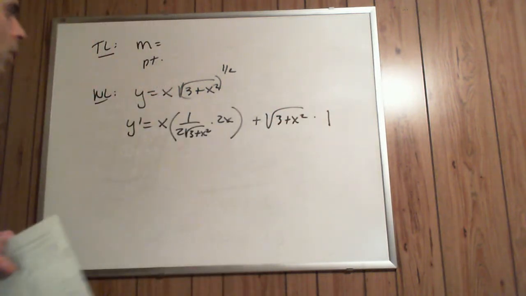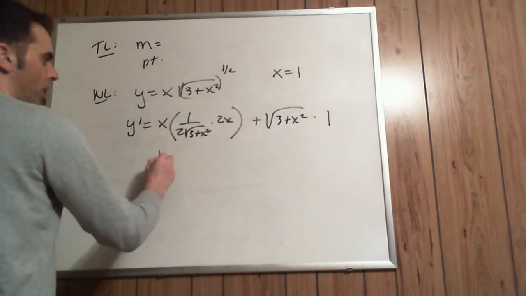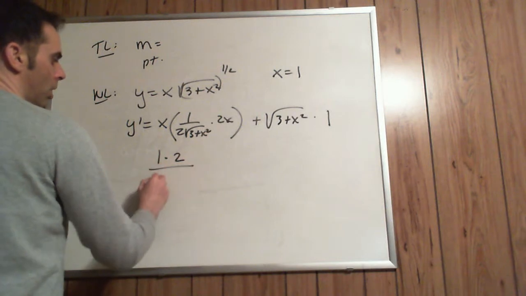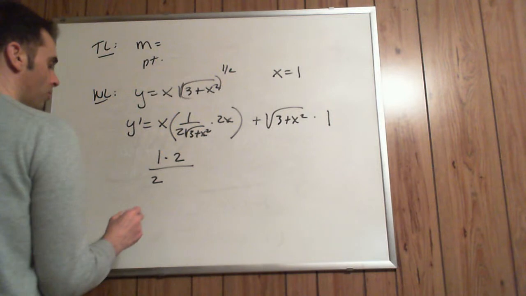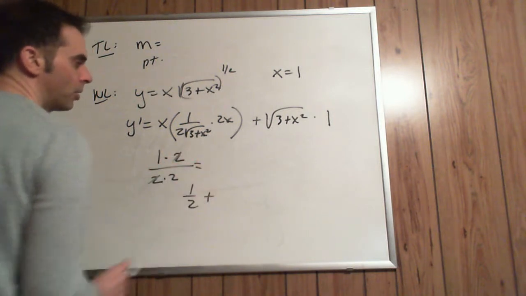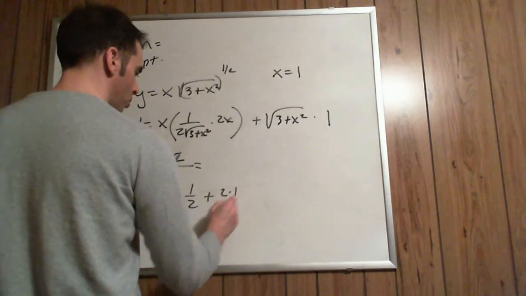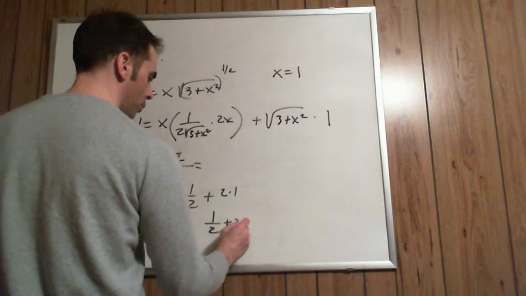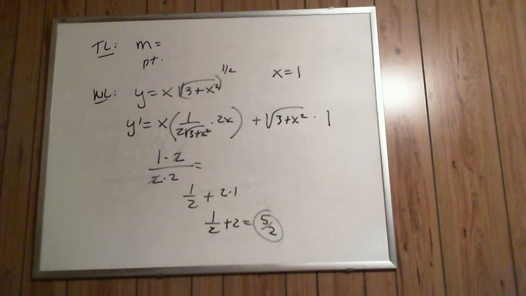So if x is 1 here in this case, this is just going to be 1 times 2, all over 2 times 1 squared is 1 plus 3 is 4. The square root of 4 is 2. So this is going to be 1/2 plus 1 squared is 1 plus that is 4, which is 2 times 1. So it's going to be 1/2 plus 2, which is 2.5 or 5/2. So my slope is 5/2. The slope of the line normal to that would be -2/5.